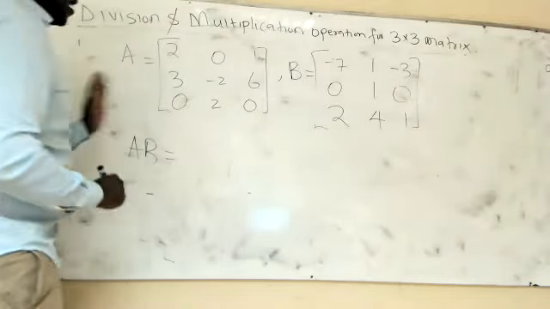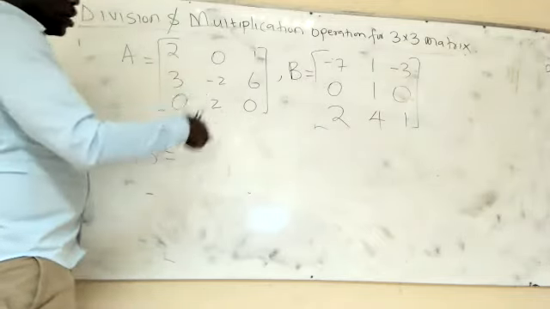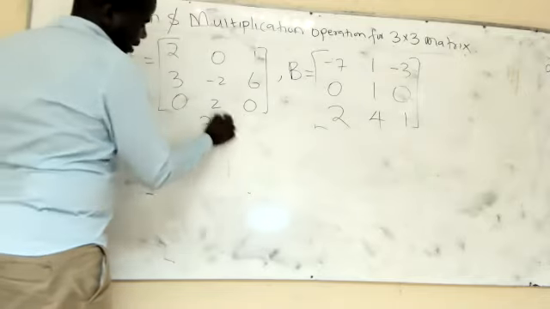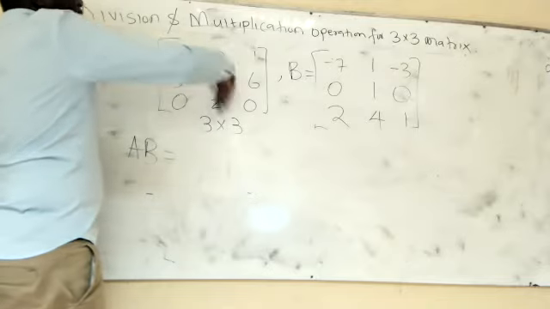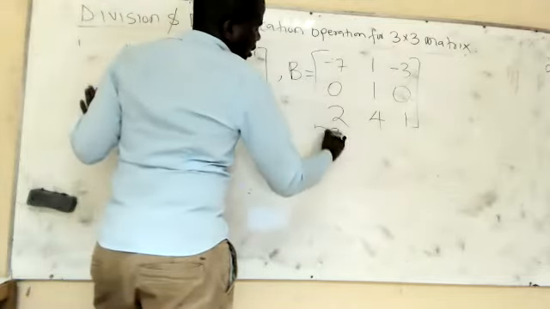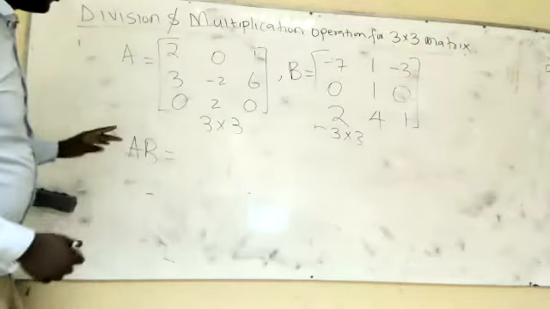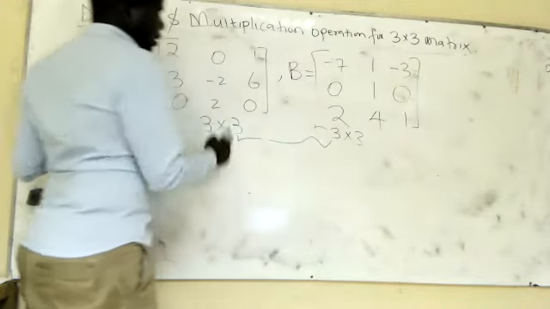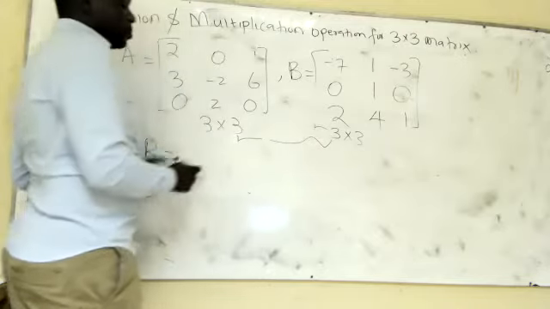So now, the very first thing we need to do is to check the size of these two matrices. The size of matrix A is 3 by 3 because we have 3 rows and 3 columns. Same thing with matrix B, we have 3 rows and 3 columns. Now, this is a must: the inside sizes must be the same.